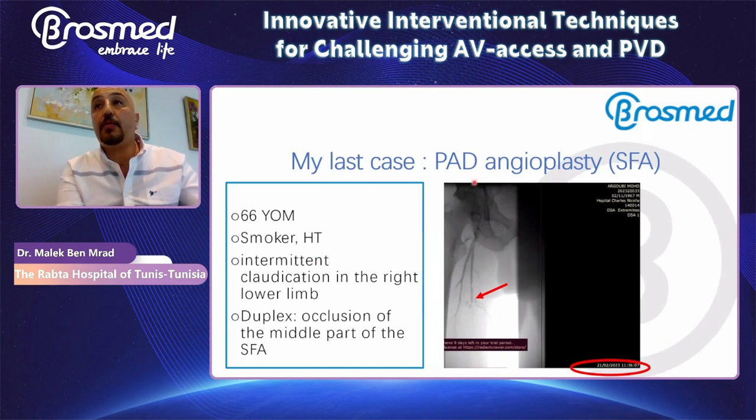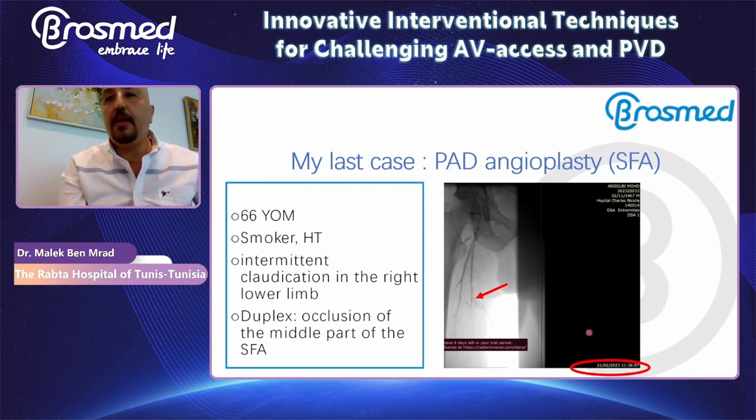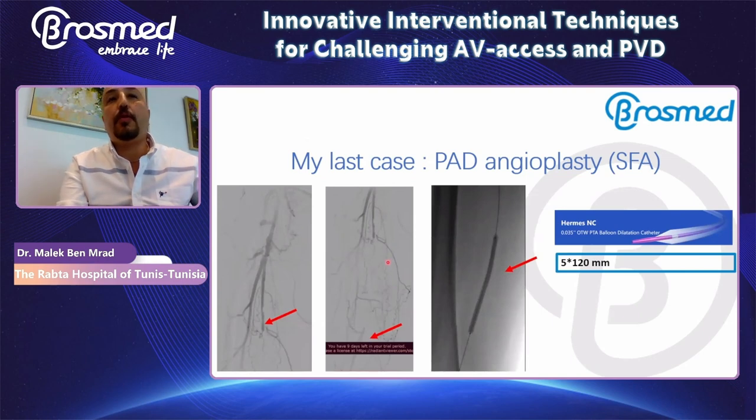My last case, also an SFA case with Hermes, critical limb ischemia, a 66-year-old man. You have occlusion of the middle part of the SFA, you see here. We did this case last month, and you see here you cross with a Bernstein catheter and a hydrophilic guide wire, Terumo, and you use a 5 by 100 millimeter Hermes.